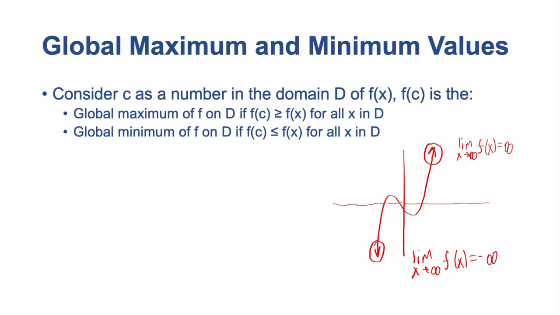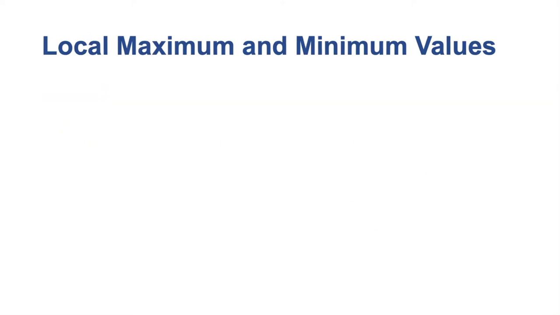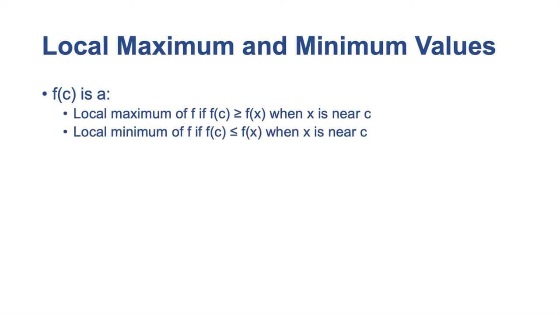Okay, and now we also have the local maximum and minimum values. These you probably talked about a little bit in pre-calculus. They say f of c is a local maximum of f if f of c is greater than or equal to f of x when x is near c, or a local minimum of f if f of c is less than or equal to f of x when x is near c.